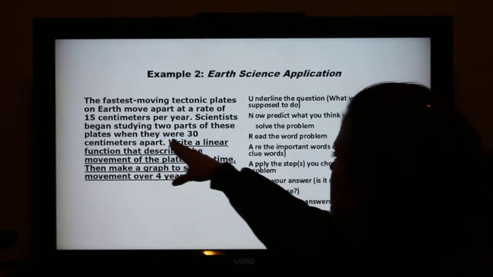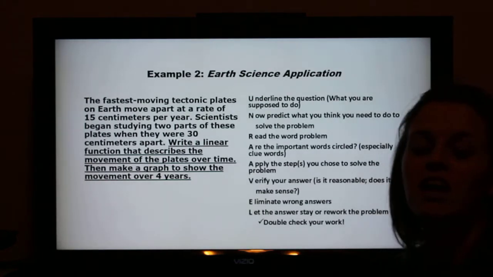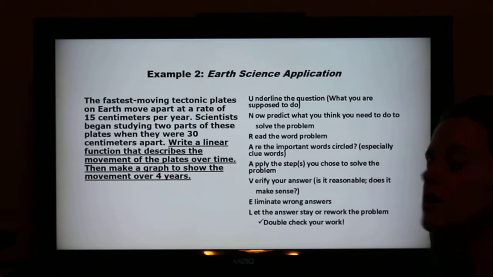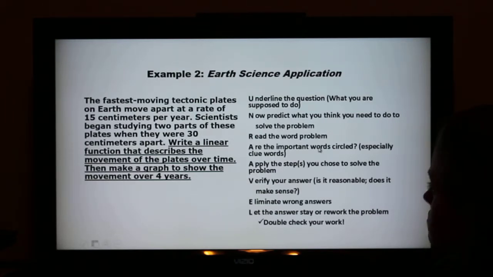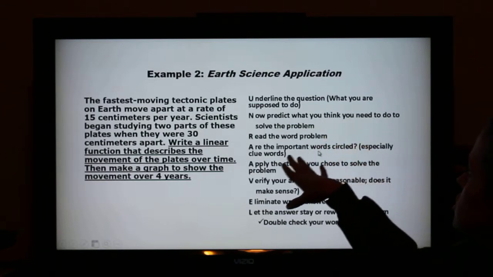So I'm going to go back to the next capital letter where it says the word write. Write a linear function that describes the movement of the plates over time. Then make a graph over 4 years. Now predict. Now predict is what you think you need to do to solve the problem.